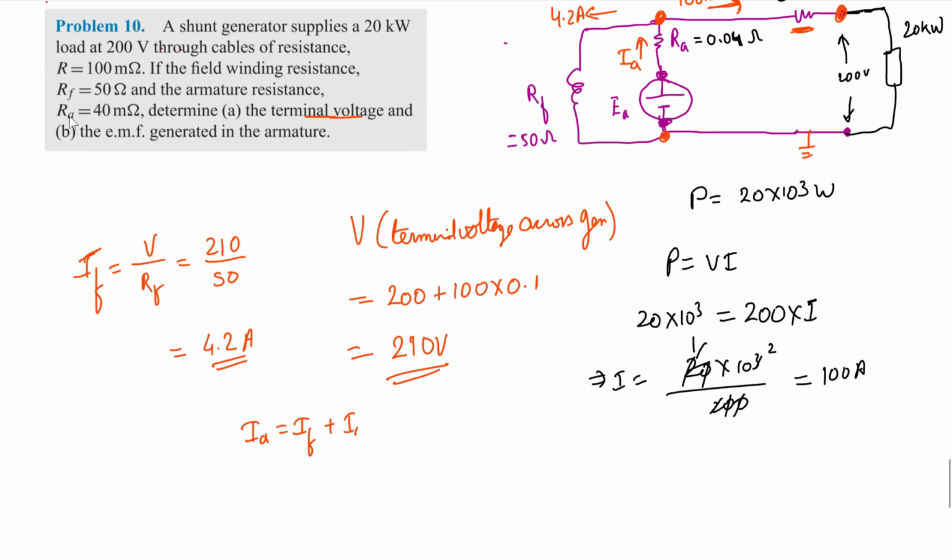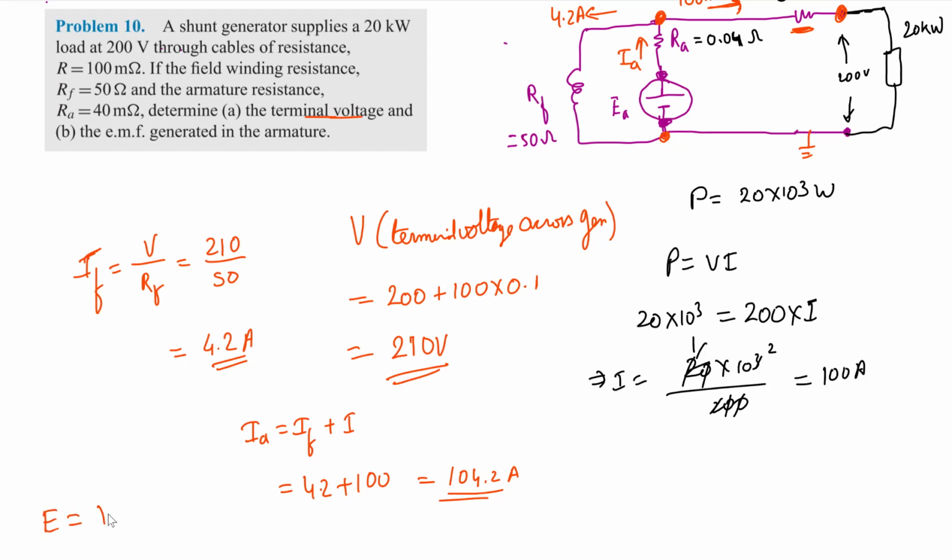IF plus IA is equal to 4.2 ampere plus 100 ampere, which is equal to 104.2 ampere. So this is the armature current. Now I need to find the EMF generated in the armature. So I can write the EMF equation.